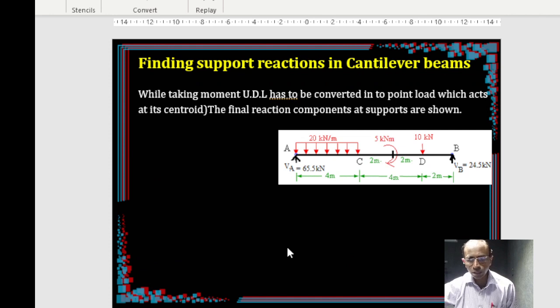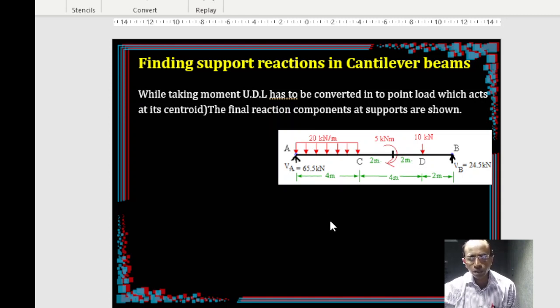Okay. So finally, after getting the reactions, you represent them: 65.5 and 24.5, and the total also you can check, 24 plus 65, right? How much is it? It is 89 and 90, right? And then this also should be 90, 10, and this is 20 times 4, 80 plus 10, 90. That's it. That is how we can find.